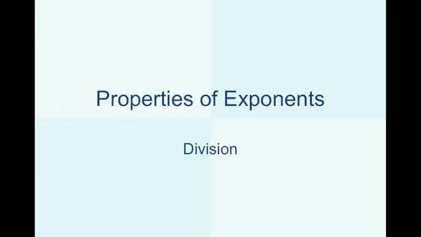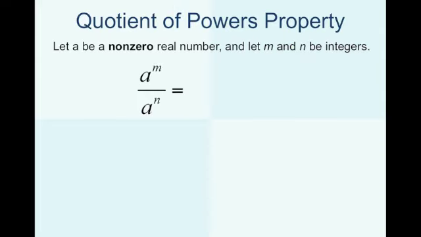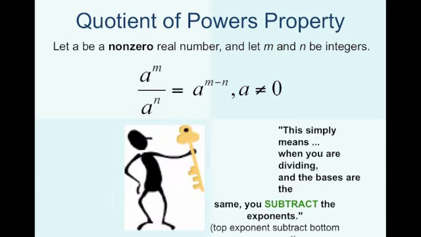Lastly, we have properties of exponents of division. So they're similar to multiplication, and you'll see a lot of similarities. The first one is if we have a to the m divided by a to the n, now we subtract the powers. It's called the quotient of powers property. A, though, can't be 0 because then this does not work. We can't divide by 0, as we know. So you subtract the exponents.